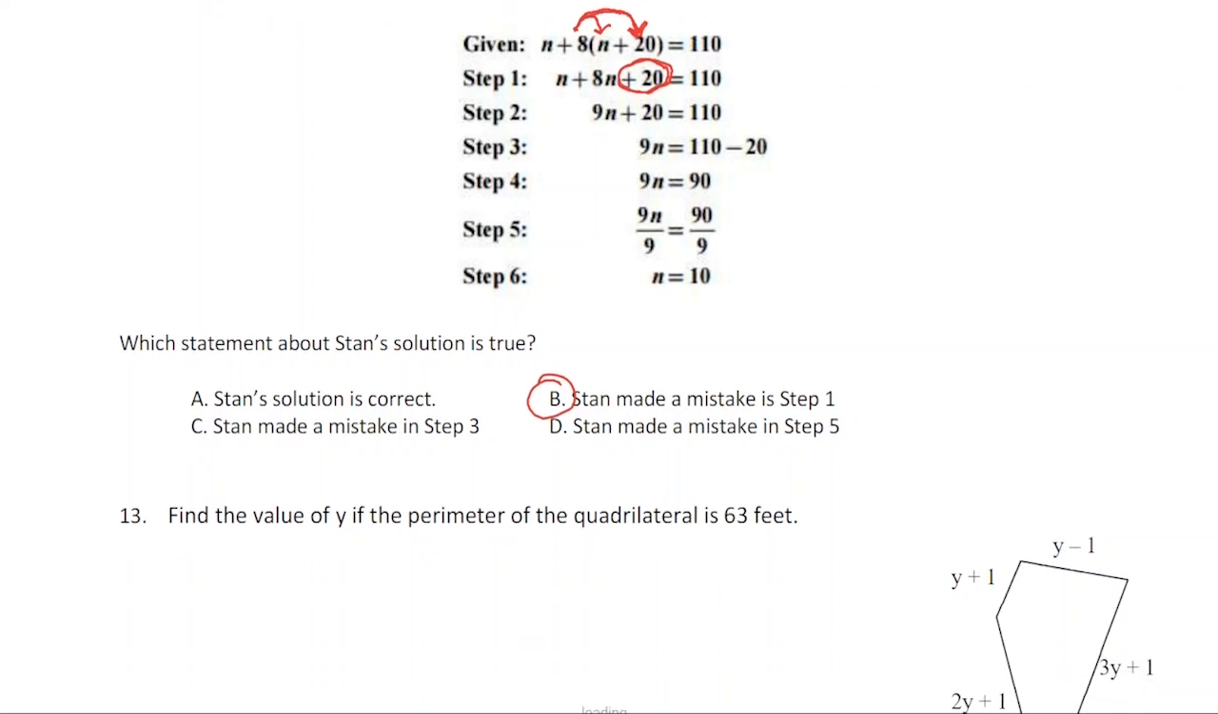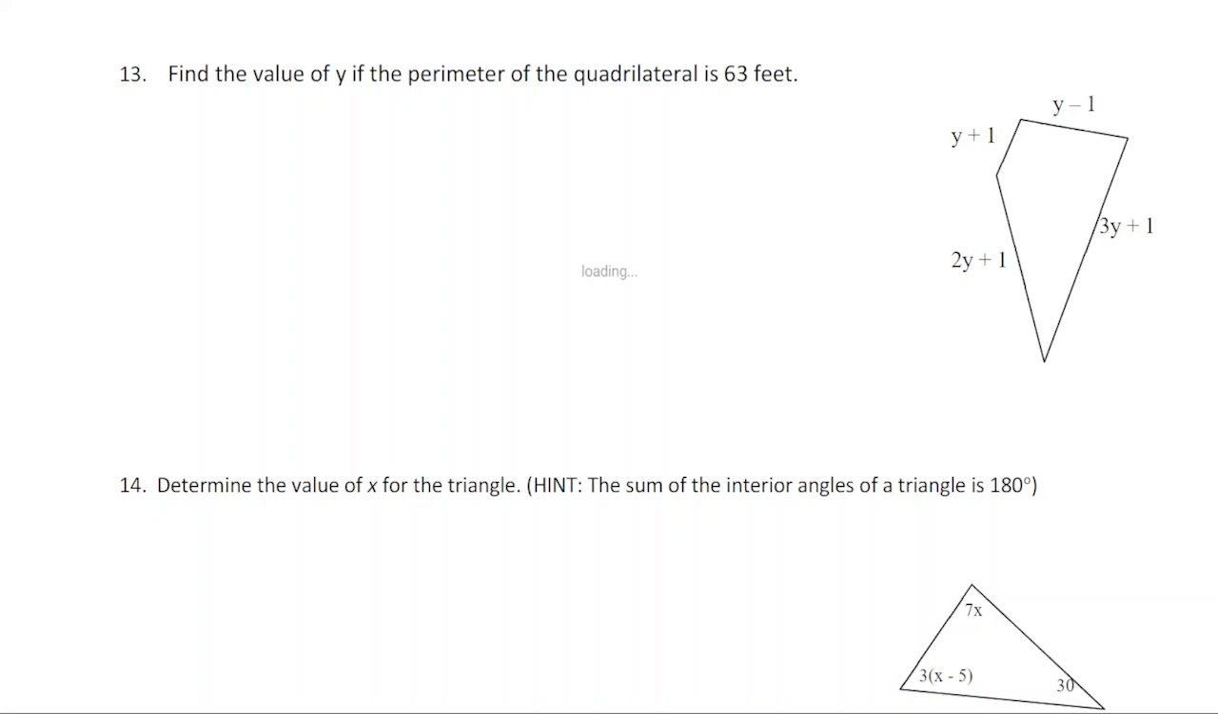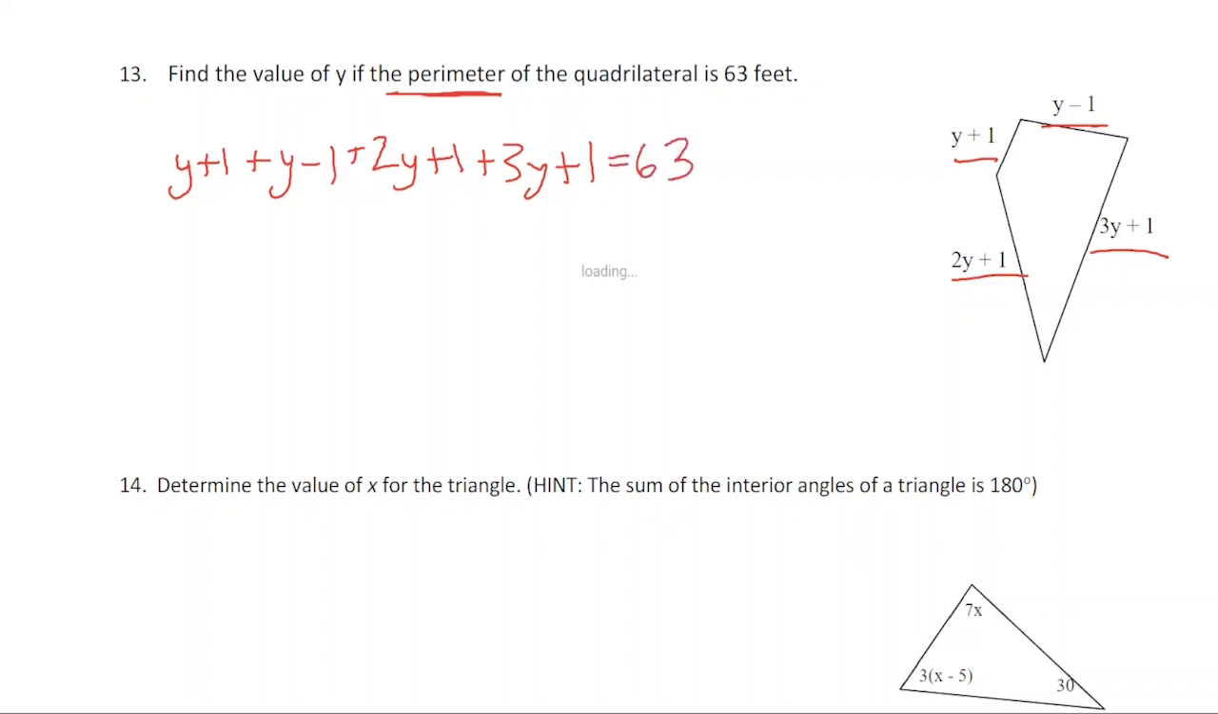Okay, number 13. Find the value of y if the perimeter is 63 feet. Perimeter means we're going to add up the lengths of all the sides. So we've got y plus 1 plus y minus 1 plus 2y plus 1 plus 3y plus 1, and I'm getting those from these side lengths over here. It says the perimeter is 63, so we're going to solve for y here.